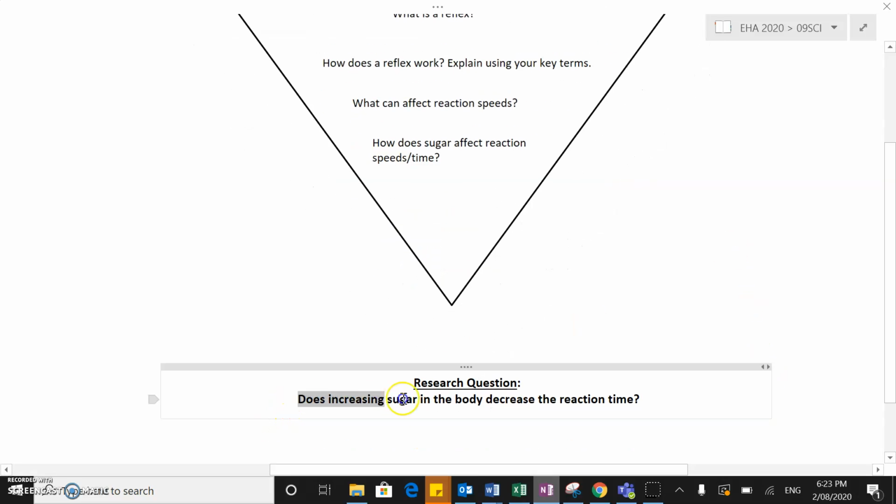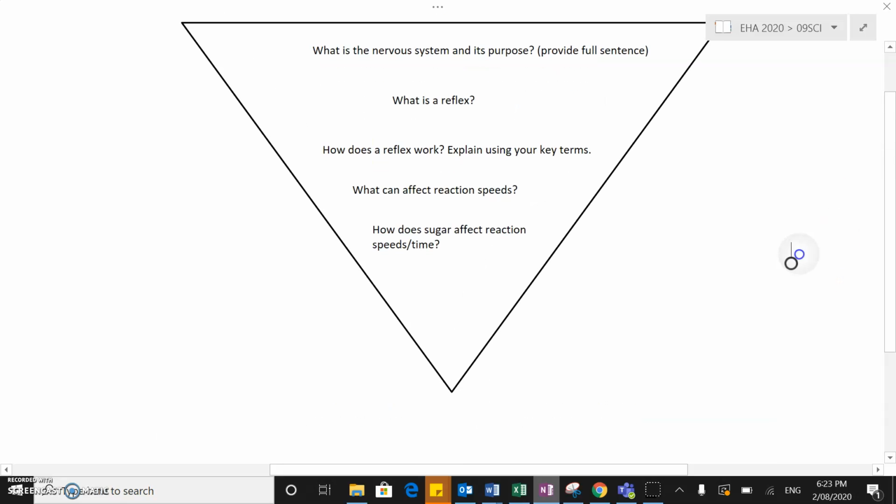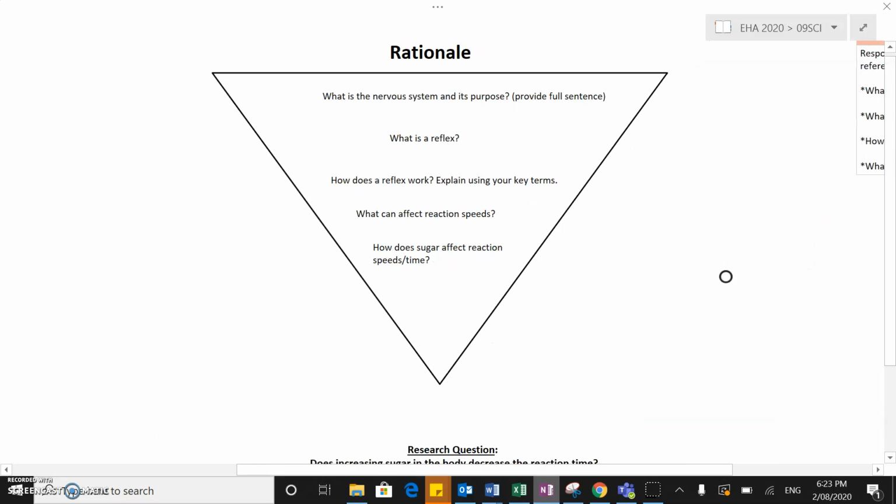Obviously, this is my research question. Yours will look different depending on what your independent variable is that you chose to change. We all will have the same dependent variable in our investigations. We're all measuring reaction time. But there's a nice basis for your rationale.